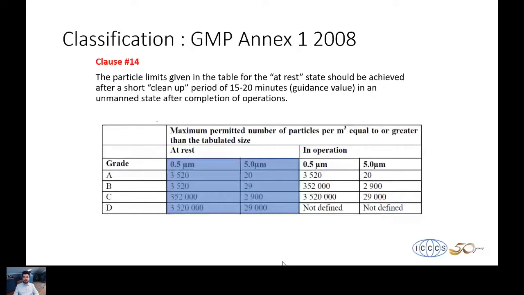Clause number 14 gives us the period as a guidance value of 15 to 20 minutes, but we can expand it all the way to 30 minutes just to be on the safe side. And as you can see here, the table gives the at rest values for 0.5 and 5 micron, as well as the in operation values for 0.5 and 5 micron.